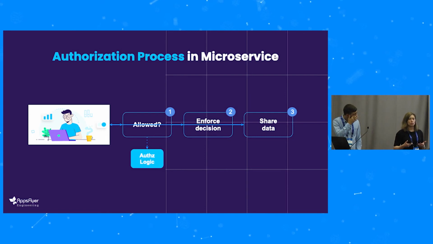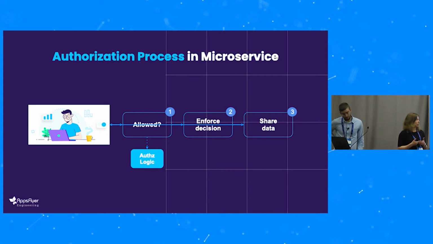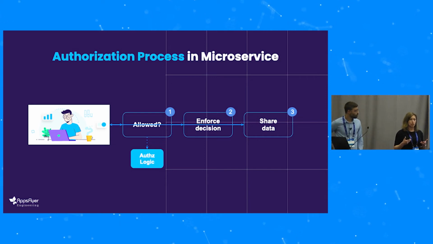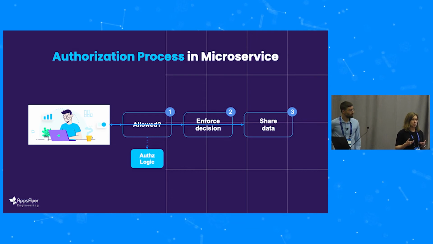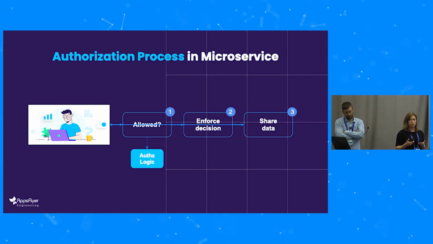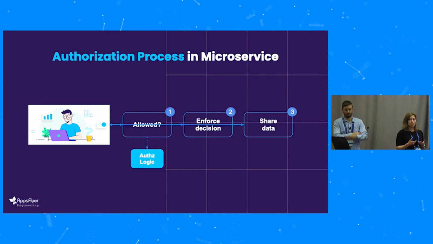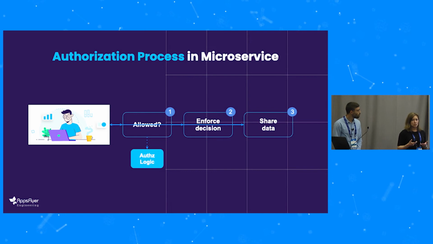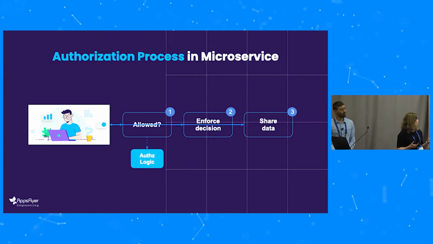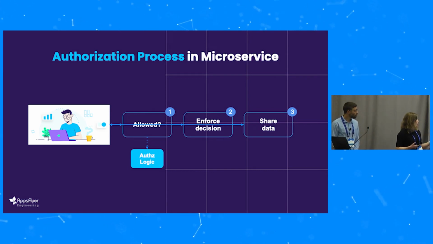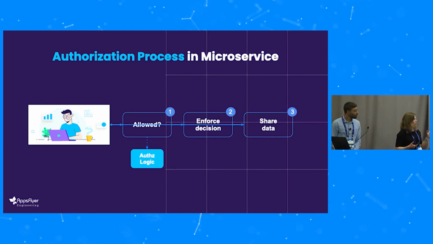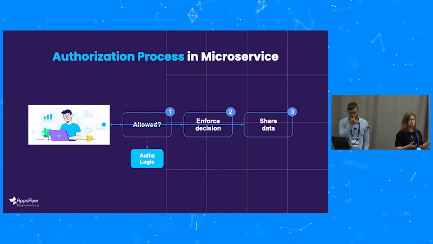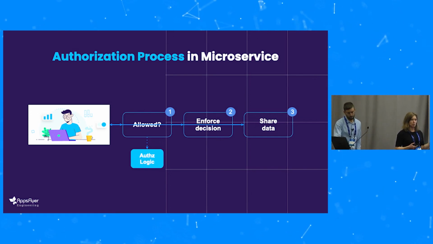The next step is to enforce this authorization decision. Enforcing the authorization decision means preparing the data for sharing. It could be masking some of the data or excluding some of the data based on the user's permissions. Once the data is prepared for sharing, it can be shared with the user. The important insight here is that there is a separation between these two steps: the authorization logic, which makes the decision, and the enforcement of the decision. And what we understood is that both these steps do not necessarily have to happen in the microservice.